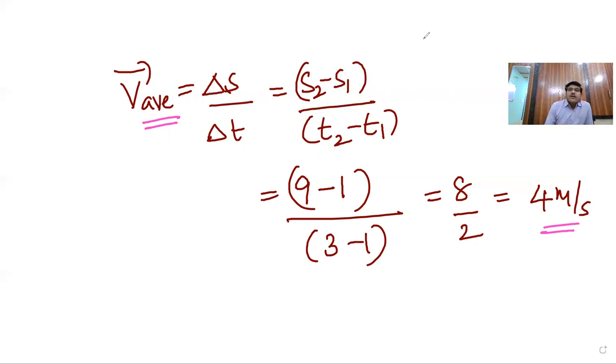Okay. Now, let us solve another problem. That is the third one. S is equal to t cube minus 6t square.